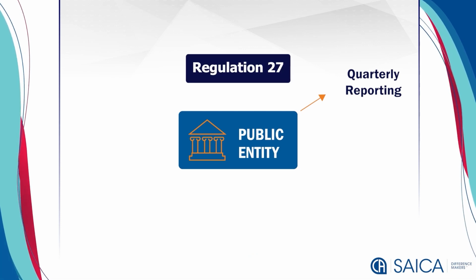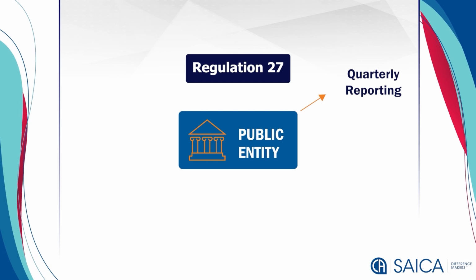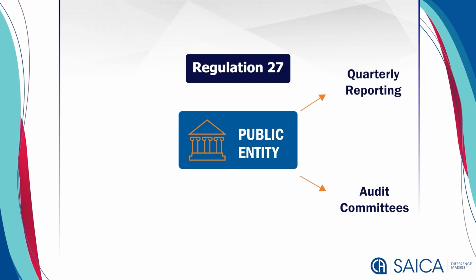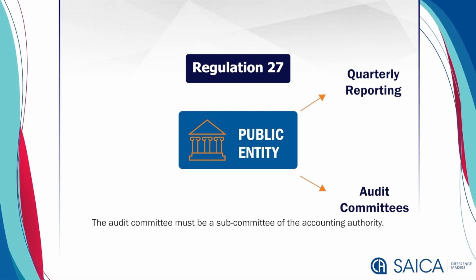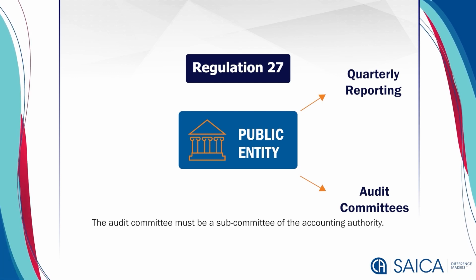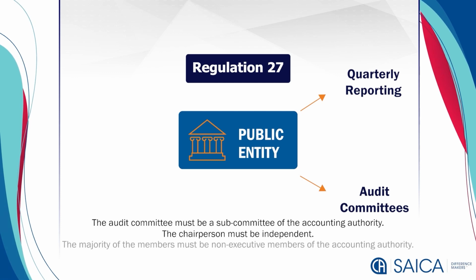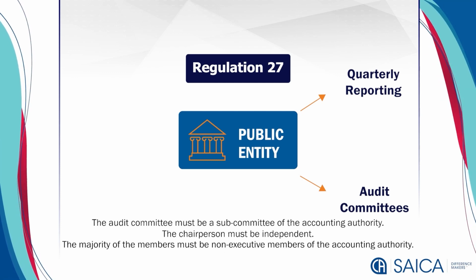Regulation 27, Internal Control and Corporate Management. This regulation is applicable to all public entities, irrespective of their listing. Audit committees, as well as their composition, are indicated. The audit committee must be a subcommittee of the accounting authority. The chairperson must be independent. The majority of the members must be non-executive members of the accounting authority.